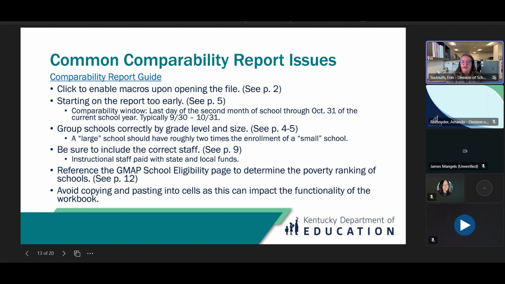So even if you think, hey, I've copied and pasted in the past, I'm pretty sure it worked, I'm going to recommend just manually entering all of that data just to be safe.